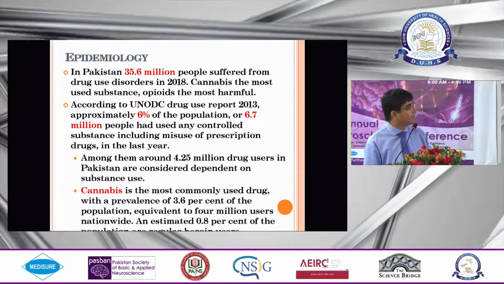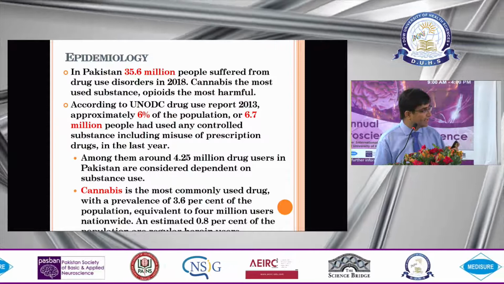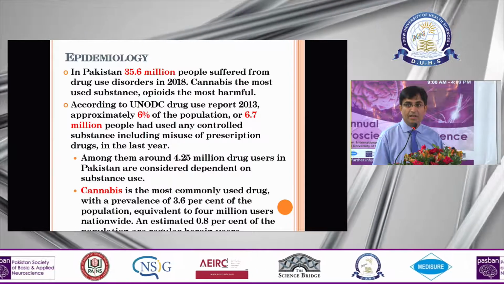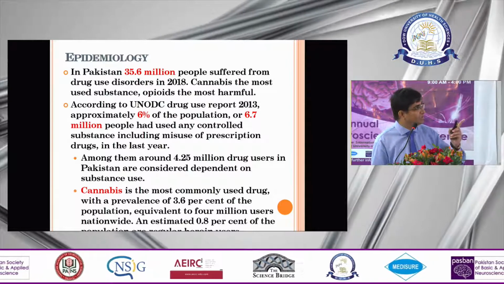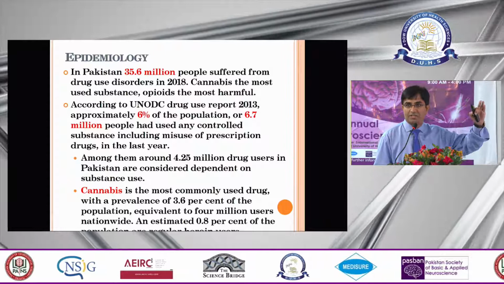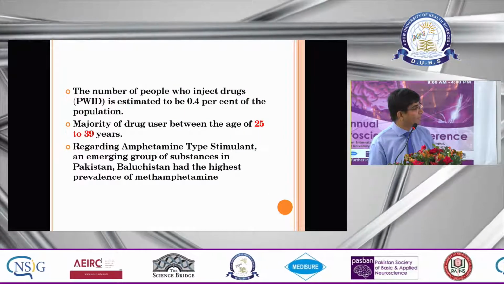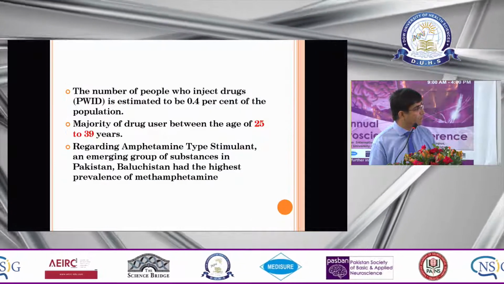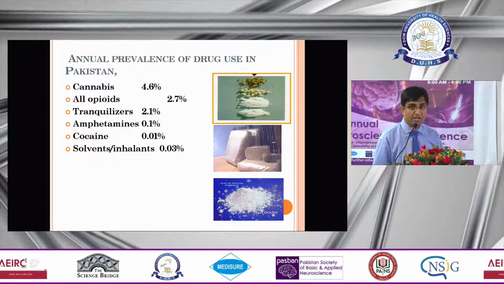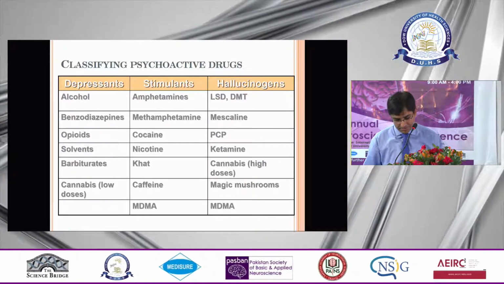So this is all about epidemiology. In 2013, 6.7 million people were using substances in our country, and in 2018, 35.6 million. See how the prevalence has risen in the last 7 to 8 years. It's more in young people, and cannabis has a higher prevalence compared to other substances in our society. So here is the classification of substances.